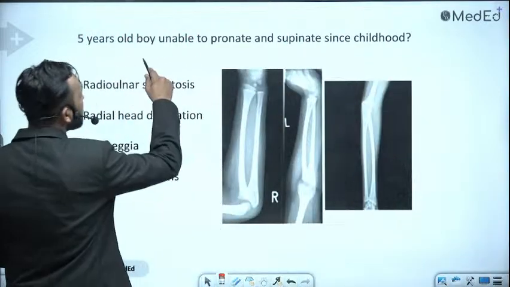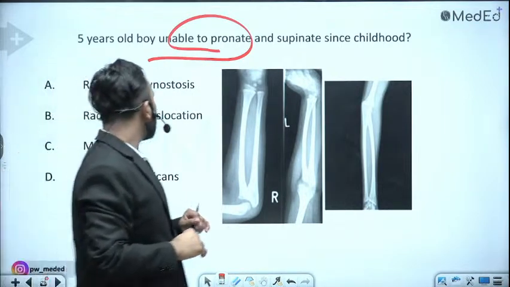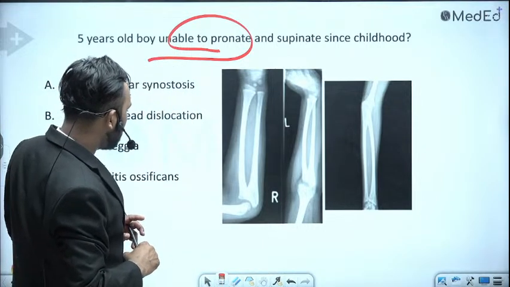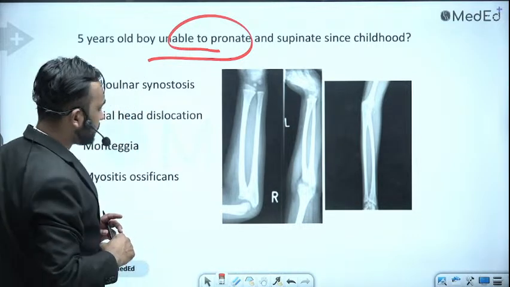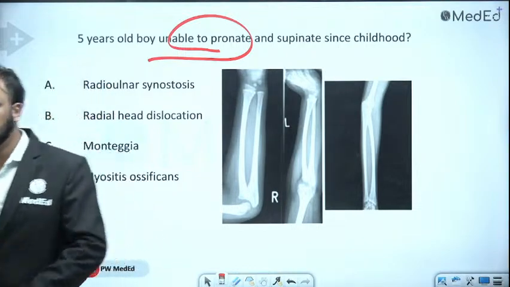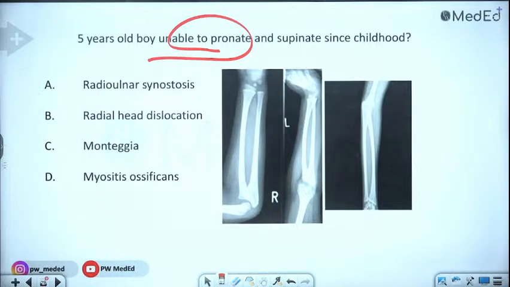Now, 5-year-old boy unable to pronate and supinate since childhood. Okay, so what are we able to see in this image? Anyone? Okay, tell me guys, what is the answer for this question? Yes, Dr. Bharti, I will tell you how we can calculate that also. But tell me, what is the answer for this question? Anyone?